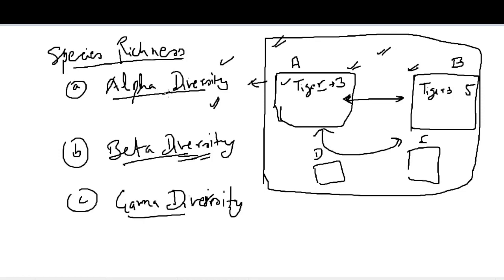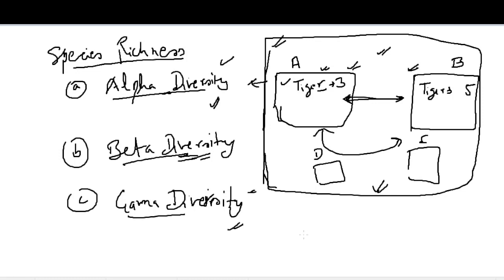So you have to remember that alpha diversity is within an ecosystem, beta diversity is between two ecosystems, and gamma diversity is on the level of a region. That may include all the ecosystems within a region. So this is all about gamma diversity.